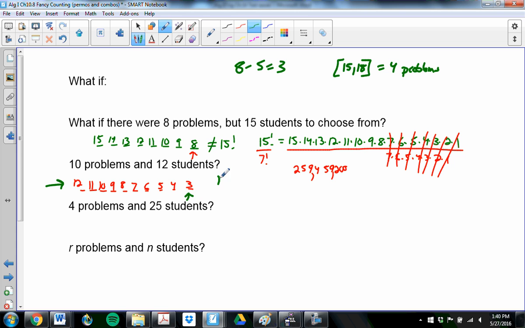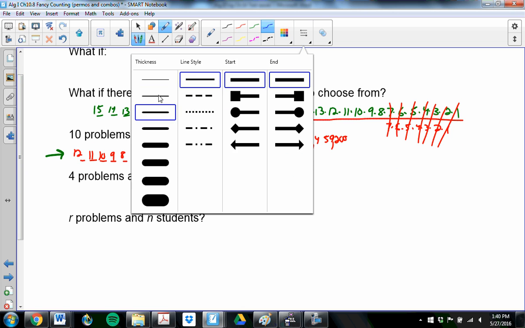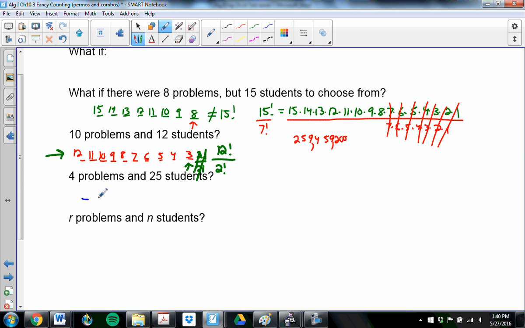So it should be calculated as 12 factorial over 2 factorial, because I want to cancel off the 2 and the 1 that would have come there at the end. I want to cancel those off. So if there's 4 problems and 25 students, I'd go 25, 24, 23, 22, 21. No, that's too many. 4 slots. Do 25 times 24 times 23 times 22. So it'd be 25 factorial over 21 factorial, because I want to keep the 25 through the 22.